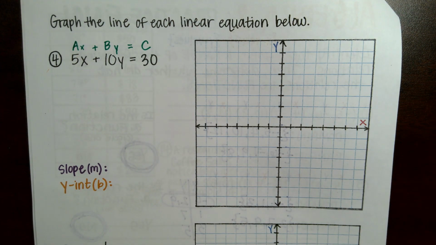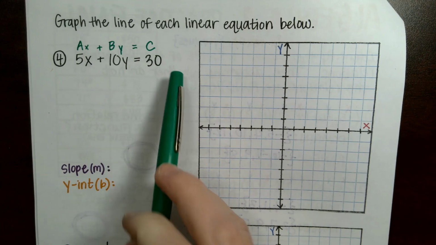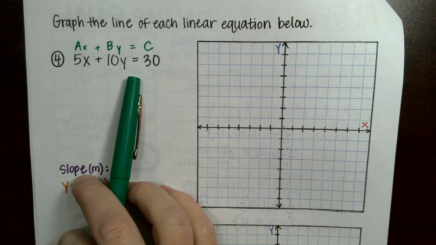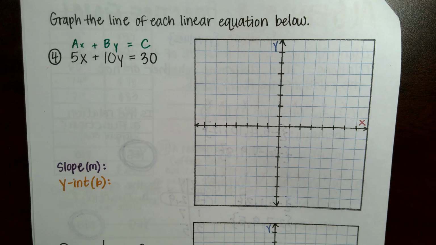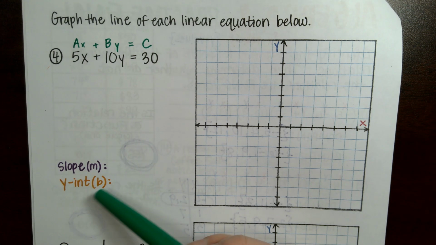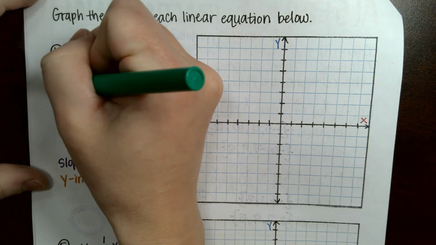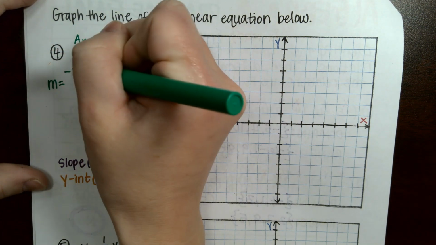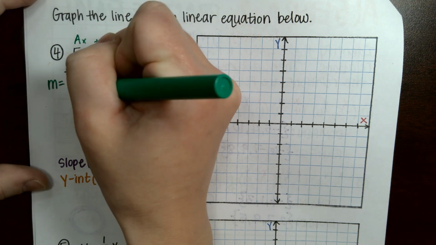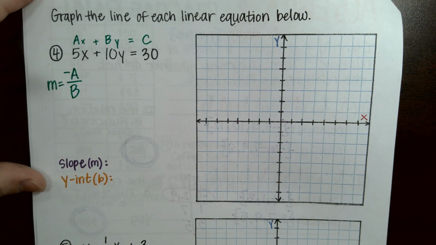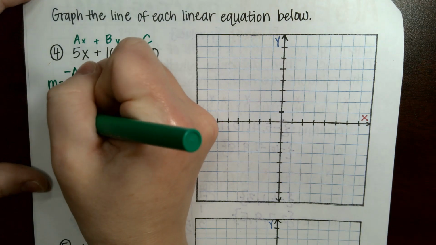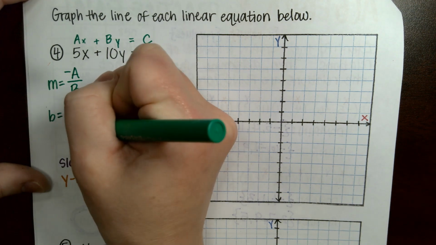So if we want to graph an equation that's in standard form, how can we figure out the things that we need? We just need a slope and a y-intercept, right? We need those 2 points to be able to make our line. So how do we find those? For slope, you would do negative A over B. Yes, our slope is negative A over B. And what is our y-intercept? C over B. Yeah, it's going to be C over B.